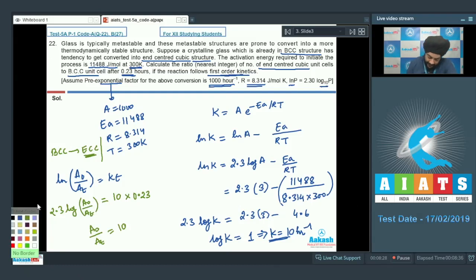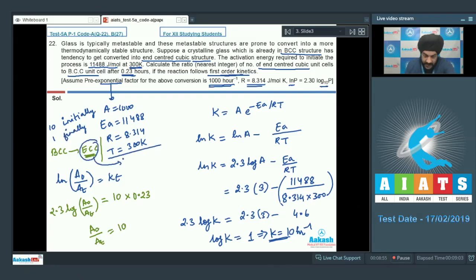So which means that if we had 10 BCC units initially, only one BCC unit is left finally, which must mean that the number of end-centered cubic unit cells formed is equal to 9. So after time equal to 0.23 hours, we have 9 end-centered unit cells, whereas if we talk about the body-centered unit cell, it is only 1 in number. So the given ratio comes out to be equal to 9:1, and we have to mark the answer to this question as 9. Let us look at the next question.